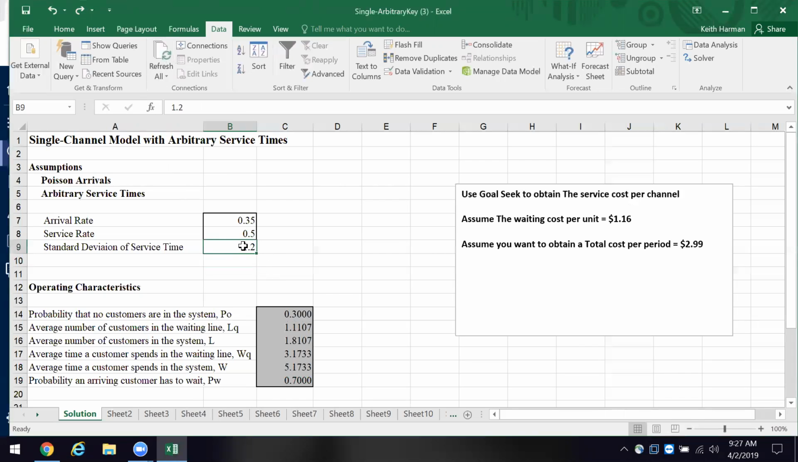Let's say I can get this down even more to 1.05, and let's see what happens. And the average number of customers waiting goes down. Notice this. And the number of customers in the system goes down. And the average time a customer spends changes. So we can play around with that. And that is the standard deviation.